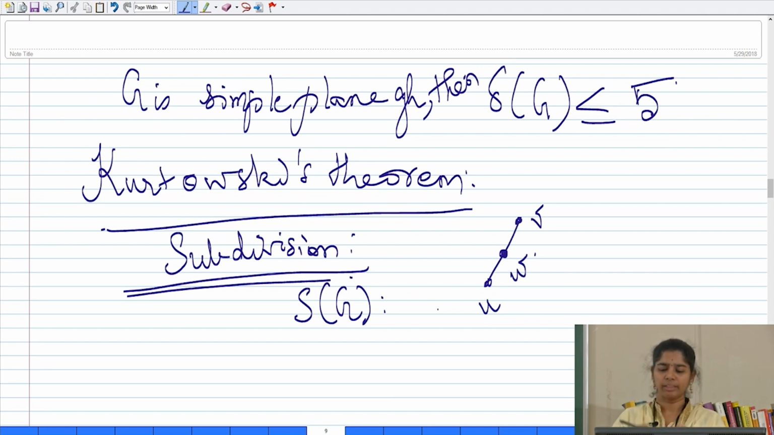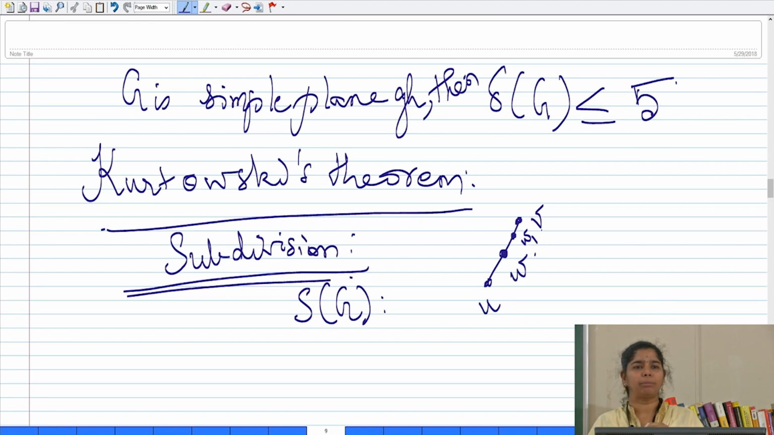Right. So, like this I could keep on subdividing, I can also introduce one more. In this case what I am doing is replacing uv by 3 edges uw, ww1, w1v. So, this is the idea of subdivision. What does this subdivision do to the graph? Can it disturb my hereditary property?